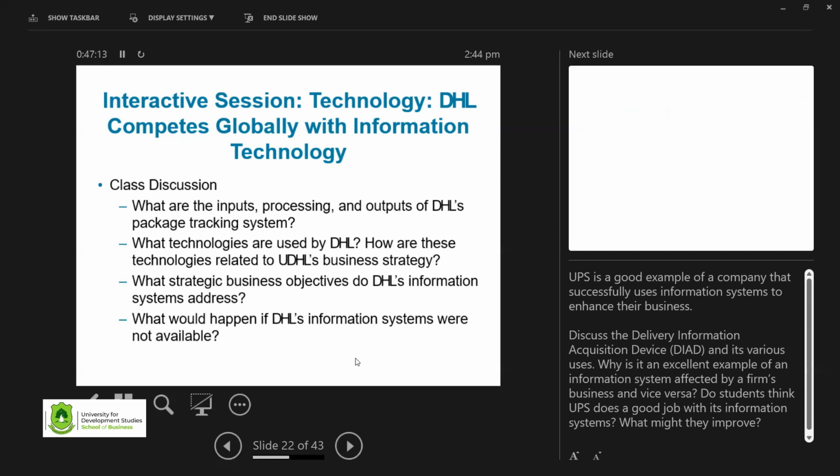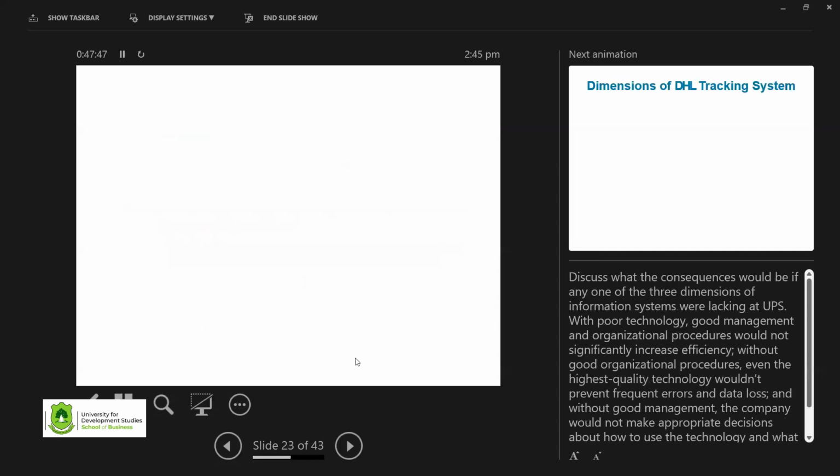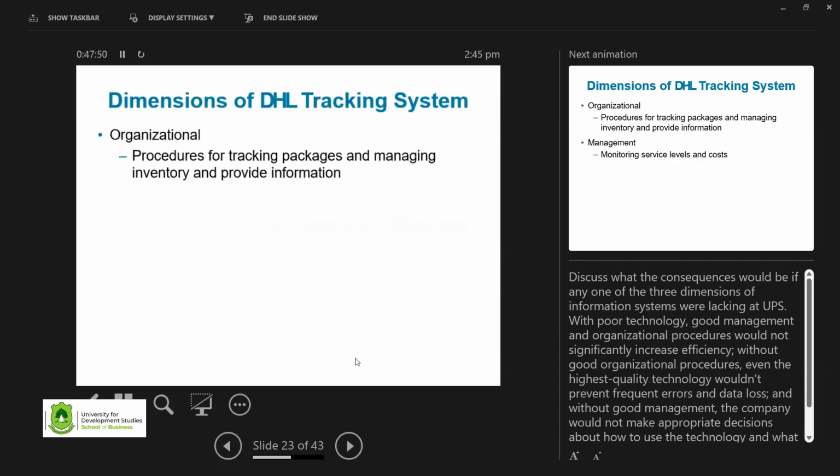what will happen if DHL's information systems were not available? You want to deliver something, even to the city campus, and you don't have the technology. So you call, we have received a parcel and want to deliver it, and I say city campus. They say, where is city campus? Tamale, at the heart of Tamale. They say, no, I don't know that. But if they have a proper information system, they can easily just type in UDS city campus to find out where it is located. So they won't even ask you, where are you? They will be able to track and deliver your package to you.